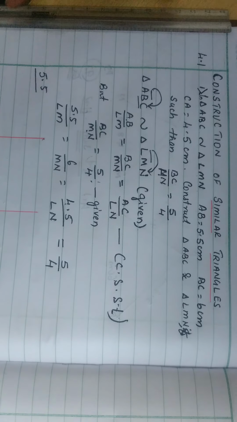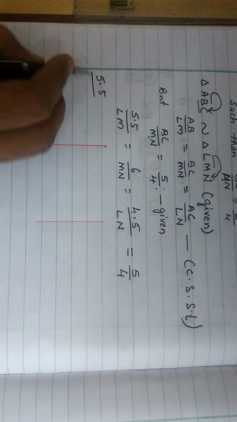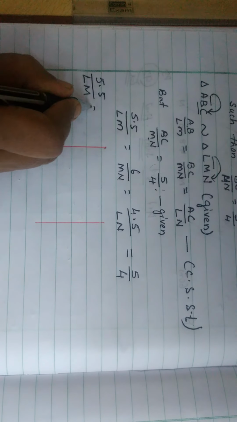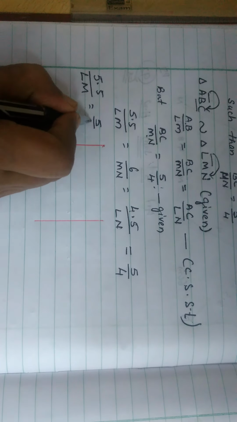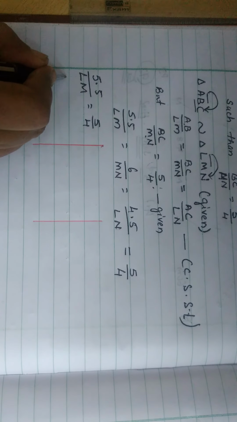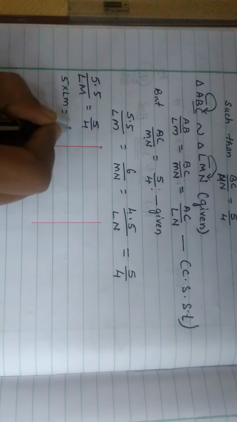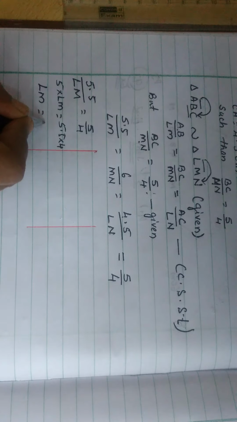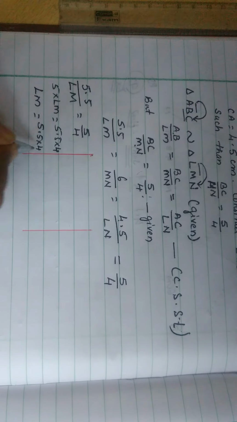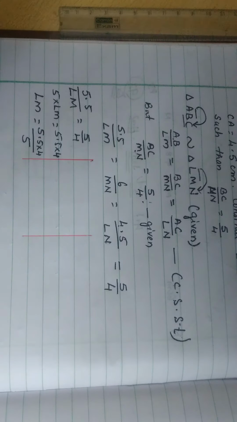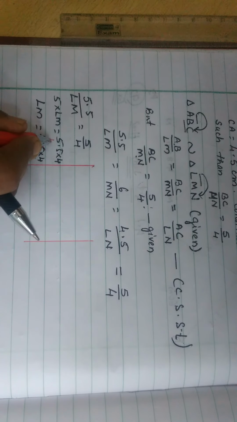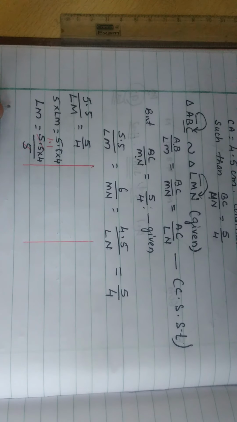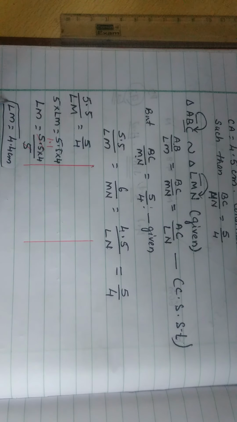5.5 upon LM is equal to 5 upon 4. Cross multiply. 5 into LM is equal to 5.5 into 4. Therefore, LM is equal to 5.5 into 4 divided by 5. Divide by 5, this is 1.1. 1.1 into 4 is equal to 4.4, so LM is equal to 4.4 centimeter. Put it in a box. We need it for construction.